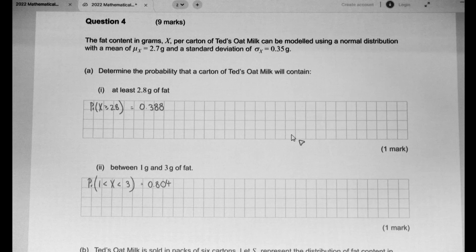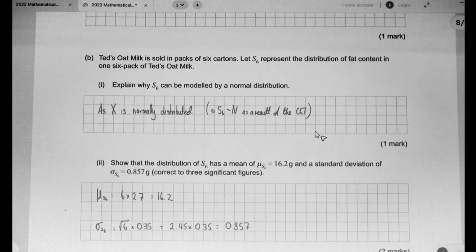Cool. Okay, so then we've got between 1 and 3 grams of fat, straight answer. Packs of 6 cartons, so we've got sampling distributions now. Explain why S6 can be modelled by a normal distribution. Really, the only answer is that the underlying distribution is normal.